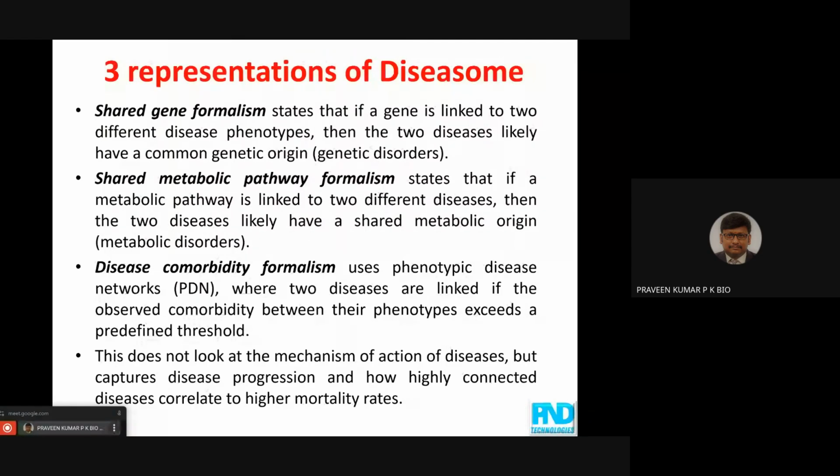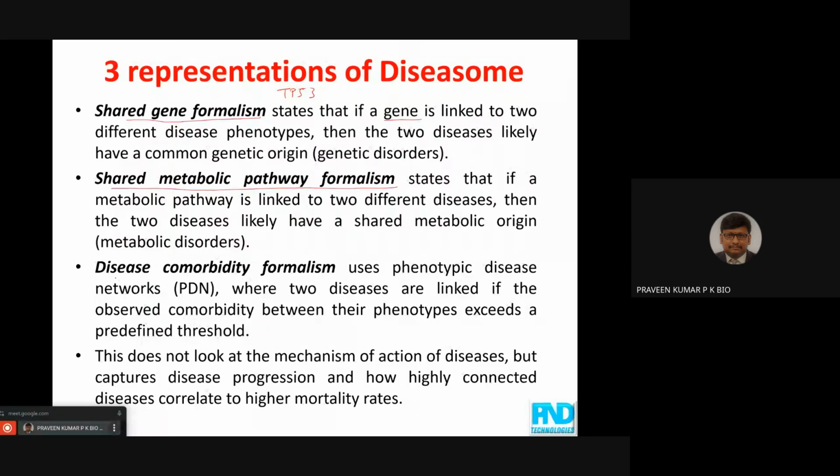To check this information, you can see a few more details about the diseasome. We have something called the shared gene formalism. That is, one gene is linked to two different disease phenotypes. For example, TP53 is the most important gene for many cancers. One target is linked with two different diseases, two different cancers. And we have a second category called the shared metabolic pathway formalism. It says that if a metabolic pathway is linked to two different diseases, then the two diseases are likely to have a shared metabolic origin. Examples are metabolic disorders.